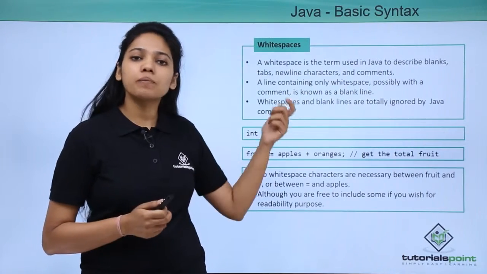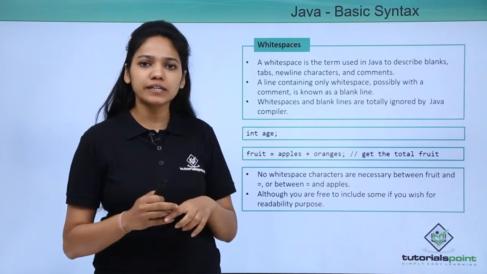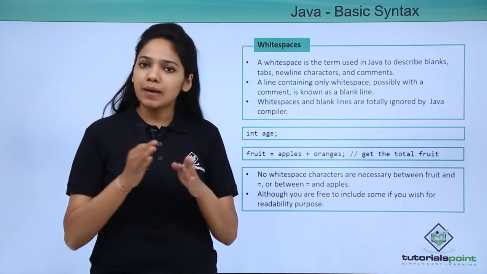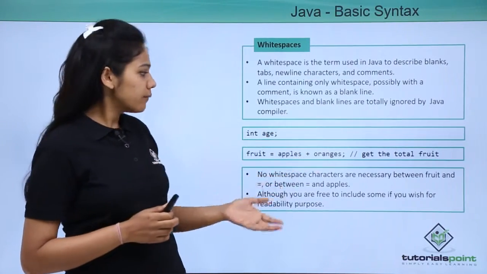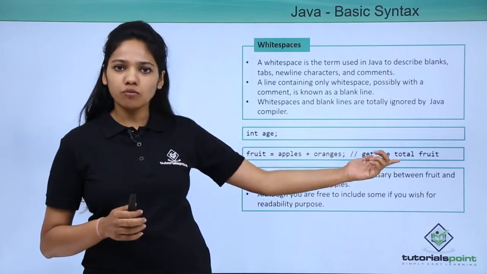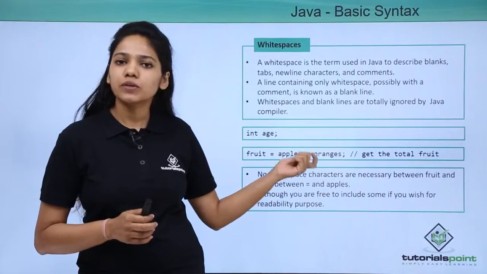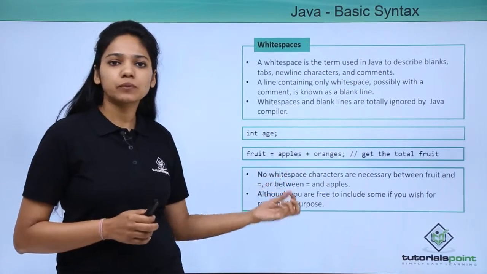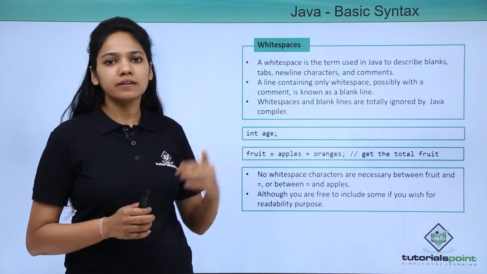A character, to be a white space character, should satisfy one of the conditions: either it should be a line separator, or a paragraph separator, or some space. Okay, these are a few examples of white spaces. Here we have int and then age, because age is a number type, it is stored in int. There's some space between int and age, and this space is ignored by the compiler.